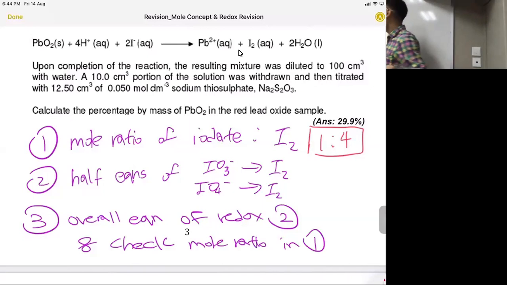But this 2 is from the question. This mole ratio is from the question. So find the moles, of course. That's the tough part. Actually, the rest is not so bad.